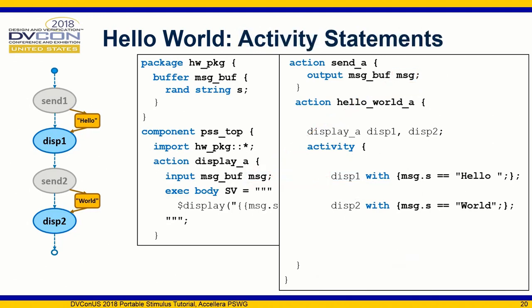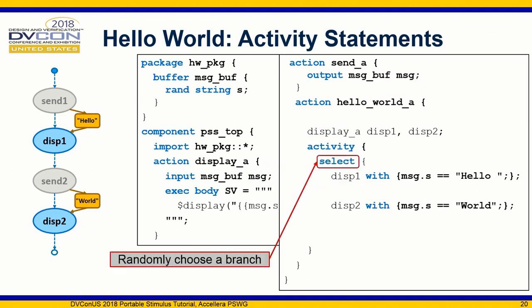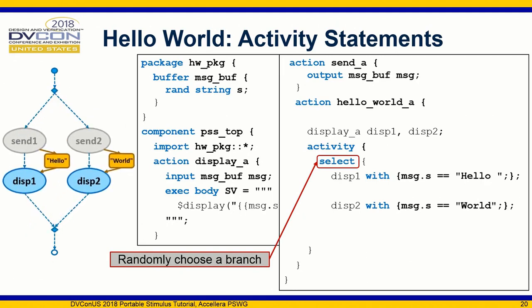But that's not really the only thing that we can do here, right? So I have my 2 displays. I could, in my activity, insert a select statement. So it says, I'm going to randomly pick one of these 2 branches. I'm going to display either hello or world, not both. So when I generate this, there are 2 possibilities for my solution space. So when I run the tool, I will generate 2 different implementations. One's going to say hello, one's going to say world. So in effect, what I'm doing is picking between these 2 branches, and I can do that.